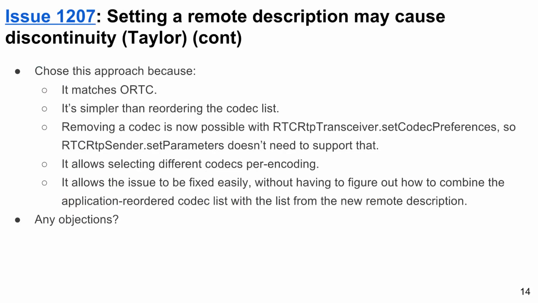And at the time that we added set parameters with codecs, we didn't have the codec preferences on the transceiver. And now that we have the codec preferences on the transceiver, we can have a more simple version of the codec choice in set parameters, which I think is what Taylor's proposing here. So I'm in favor of it. Yeah. Okay, works for me. So the resolution is to accept what's in PR 1592. Yep.